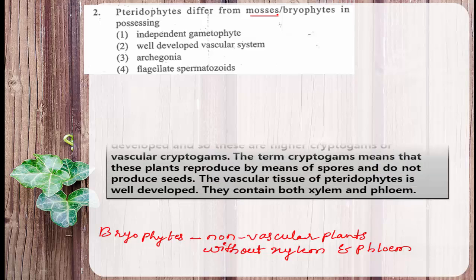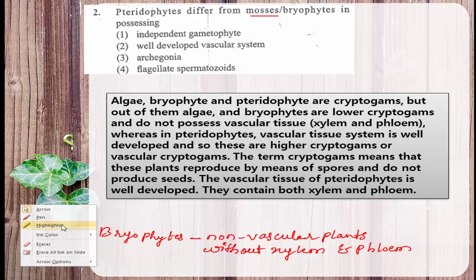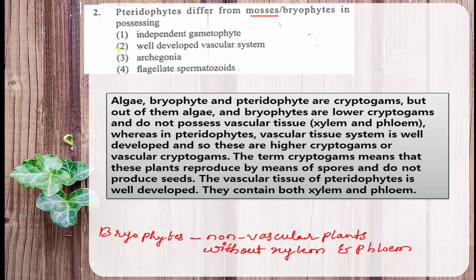And the right answer for this question is the presence of a well-developed vascular system. The pteridophytes are characterized by the presence of a well-developed vascular system. So let us have a look at the details of the explanation with respect to the answer.